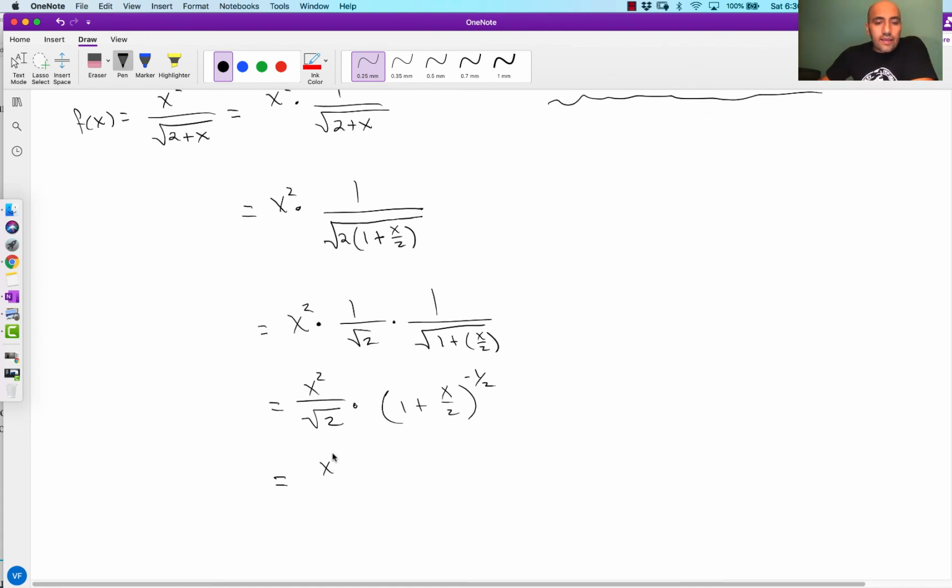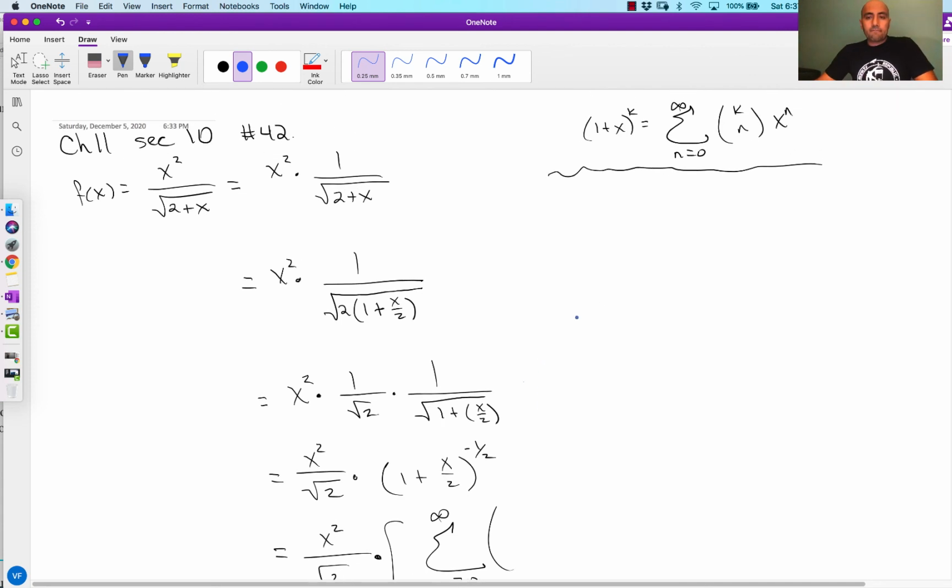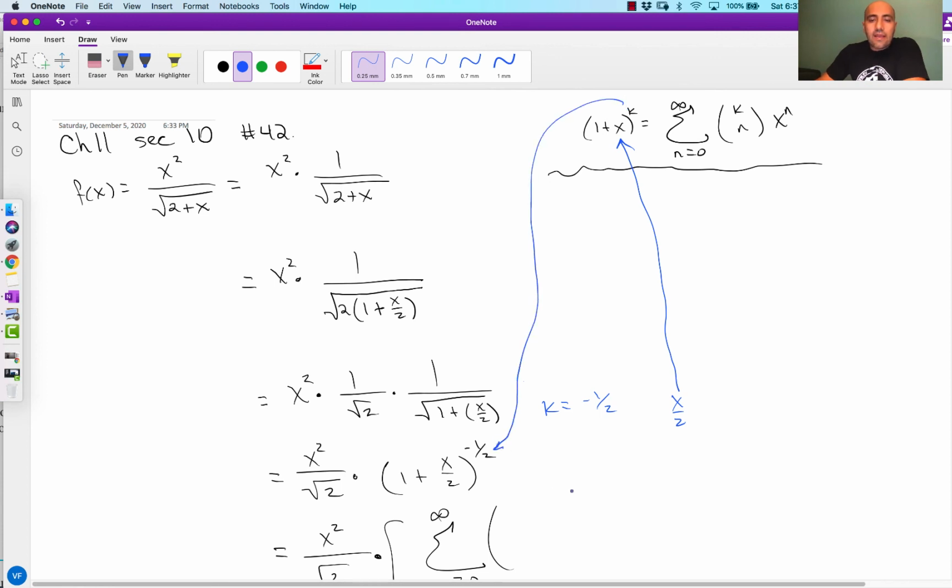This is going to be equal to x squared over root 2 times this part, which is the sum as n goes from 0 to infinity of the k. The k in this case is equal to negative 1/2, and the x is actually x over 2. So for us, x over 2 is this part, and the k here is the negative 1/2.